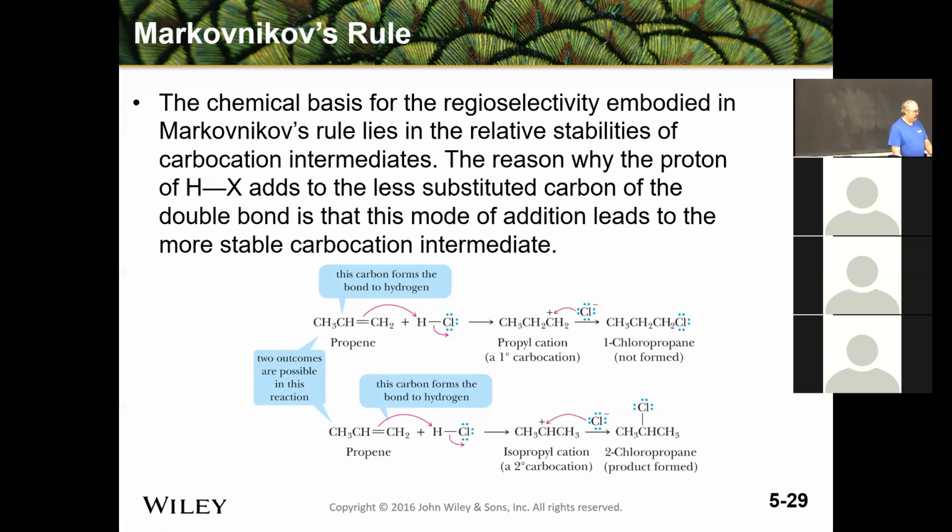So when we add a proton to the alkene functional group of propene, we can either get a primary or a secondary carbocation. We've already said there's a lower activation energy, and the secondary carbocation is more stable. And so this is the product that's formed, the 2-chloropropane.